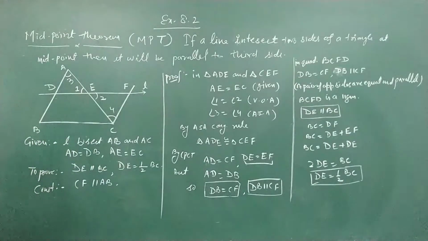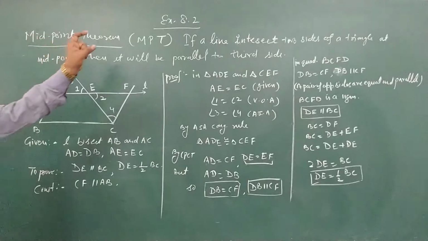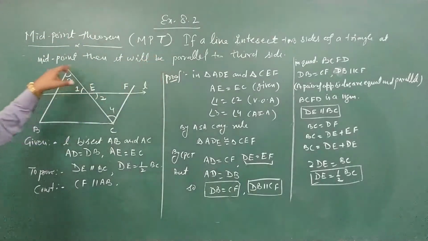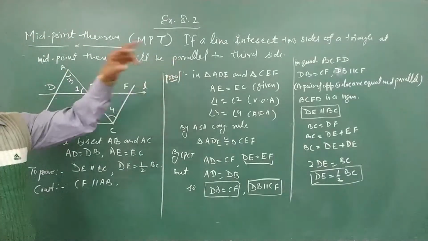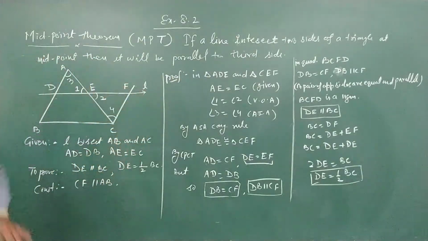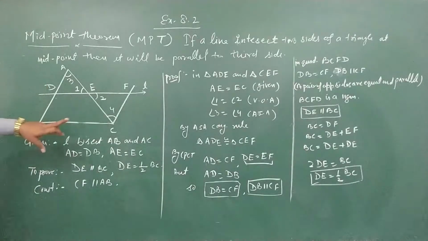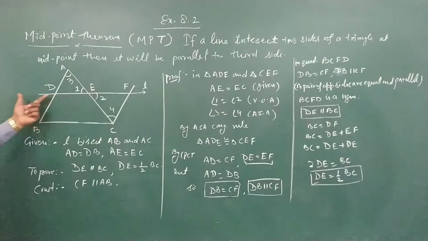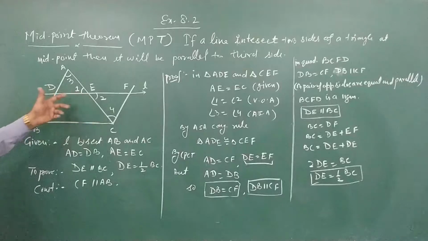So this is the midpoint theorem of 8.2. Very important theorem we are using throughout the chapter. Now again I am explaining it. It's a very important theorem. The midpoint theorem statement is: if a line intersects two sides of a triangle at midpoint, then it will be parallel to the third side, and half of it. I proved it here. So ABC is a triangle, L is a line which bisects AB and AC at D and E.